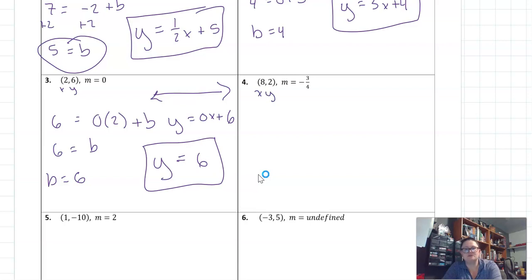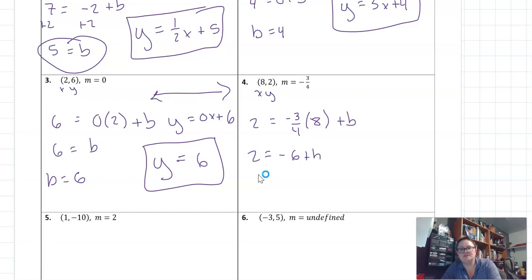So I'm going to do 2 equals -3 over 4 times 8 plus b. -3 times 8 is -24 divided by 4 is -6. Or I could have done 8 divided by 4, which is 2, times -3, which is -6. Or I can get out my calculator and type it in my calculator. -3 over 4 times 8 is -6. So lots of different ways to do that.